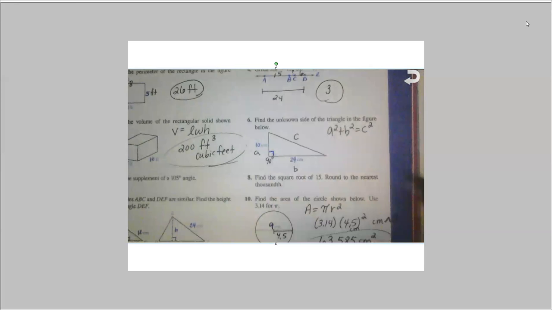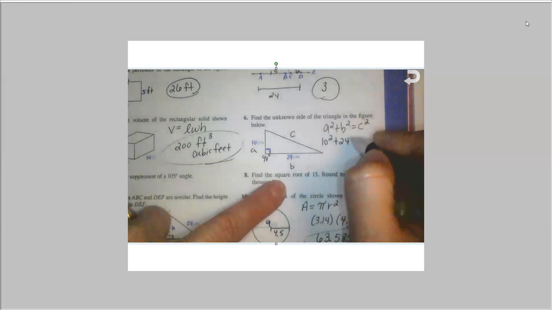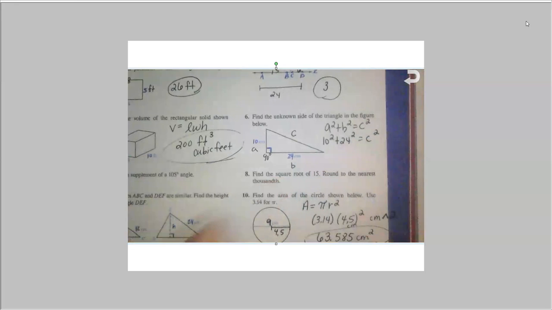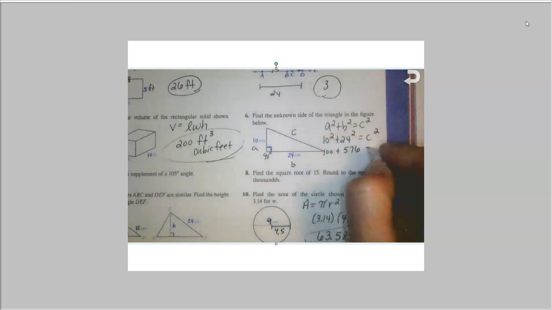So what we will do is substitute the numbers we're given into the formula and find the side, okay? So 10 squared plus 24 squared equals C squared. So we'll perform the operations. 10 squared is 10 times 10, okay? 24 squared is 24 times 24. Okay. So that would be 100 plus 576 equals 676.